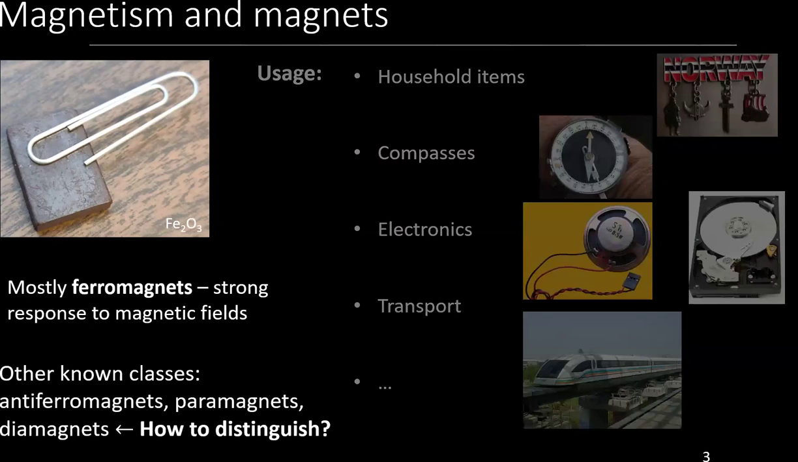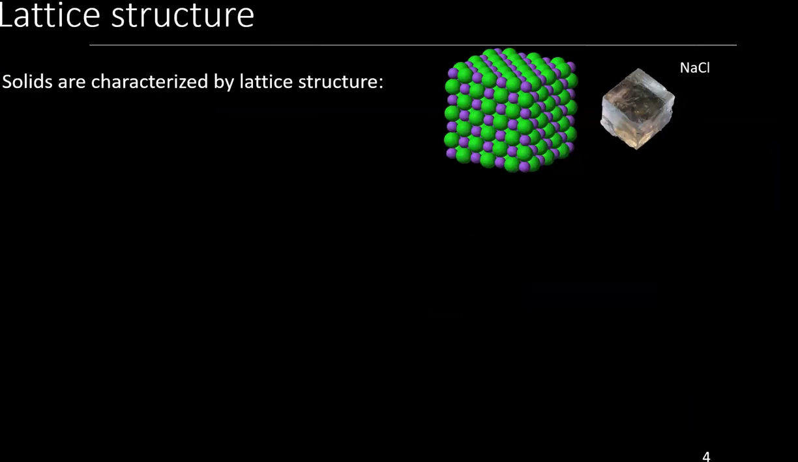There are other classes of magnets, namely antiferromagnets, ferrimagnets, diamagnets. How do we distinguish between them? What makes them different? To do this, we need to delve into the structure of the material. We need to understand how it is composed. So I will be talking about lattice structure. What is a lattice? It's essentially the way atoms are arranged in a solid.